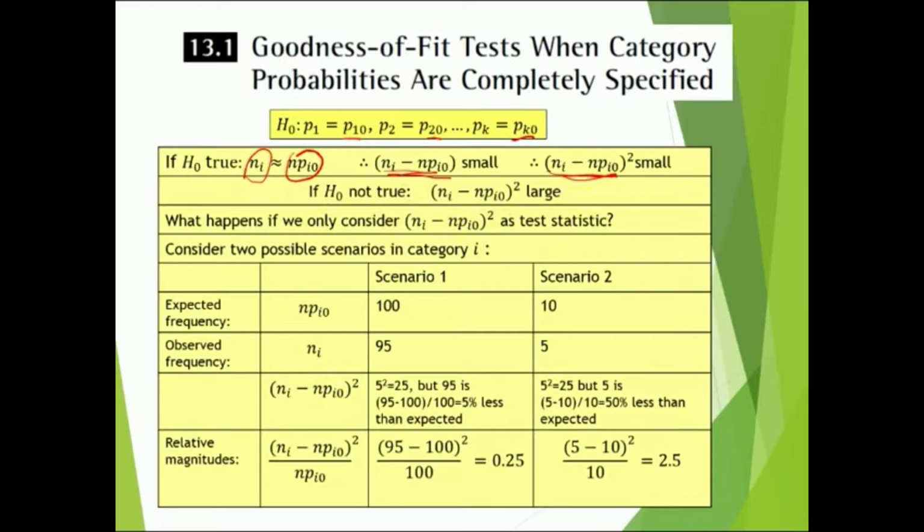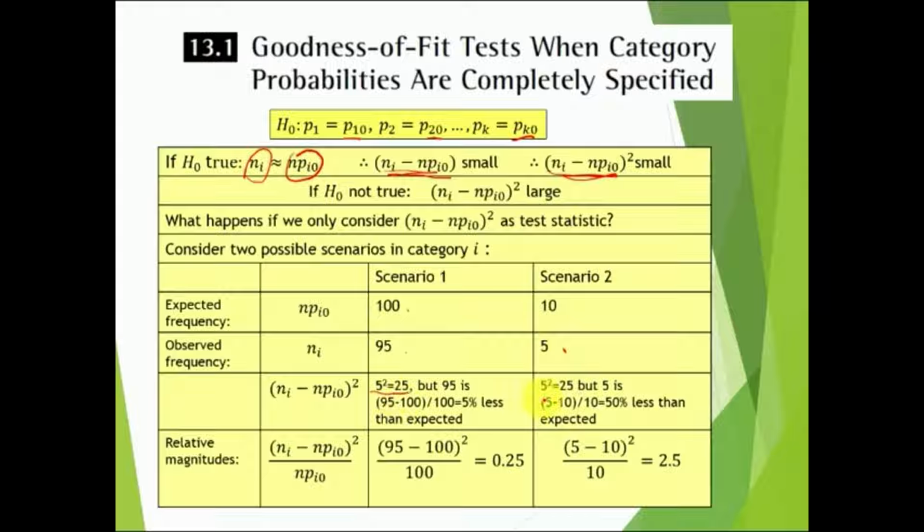But what happens if we only consider the squared deviation as a test statistic? Consider two possible scenarios in category i. We have an expected frequency of 100 and an observed frequency of 95, versus an expected frequency of 10 and an observed frequency of 5. If we only consider the squared deviation, 100 minus 95 is 5 squared, and that's 25. 10 minus 5 is 5 squared, that's also 25.